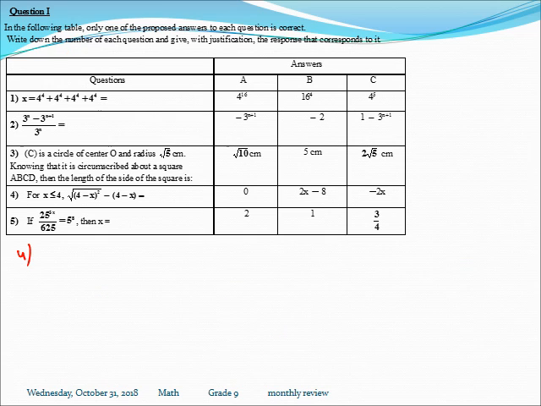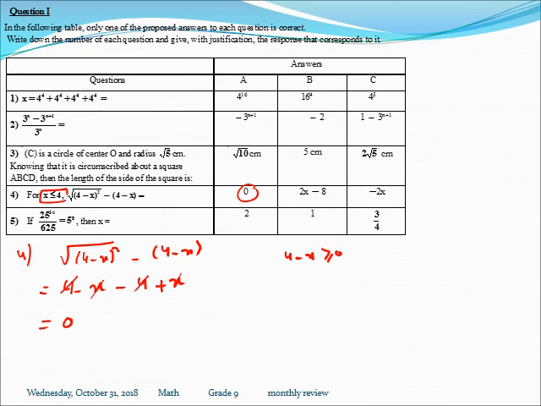4. For x less than or equal to 4, find radical (4 minus x) square minus (4 minus x). So radical (4 minus x) square equals 4 minus x, since 4 minus x is positive as x is less than or equal to 4. So it equals 4 minus x minus 4 plus x. So equal to 4 minus 4, 0, and x minus x, 0. Correct answer is 0.